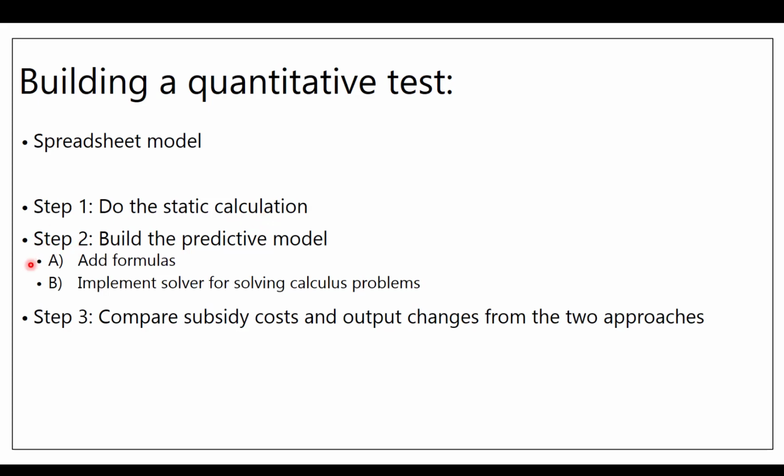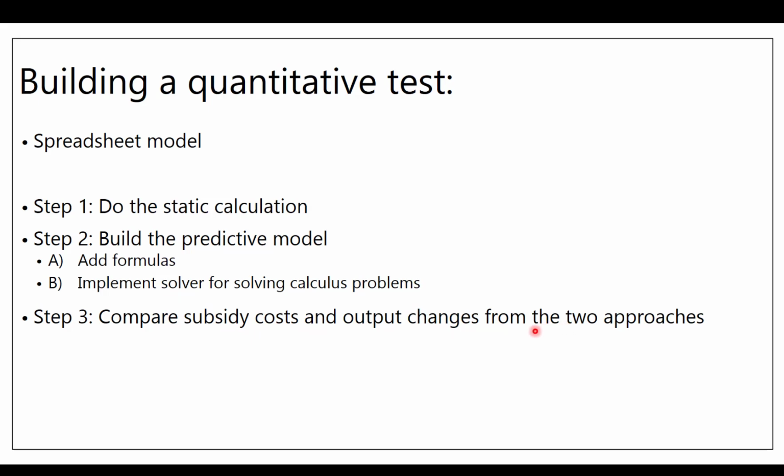Step two, we're going to build the predictive model, and that's the one I'll add the formulas and show you step by step. And then we're going to use solver. We don't want to do calculus. We just want to use solver, and I'll give you a way to confirm that you've correctly built the spreadsheet. We'll use solver for a couple of tests, and then we'll compare the subsidy costs and output changes.